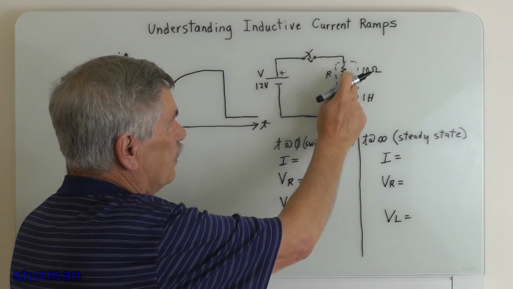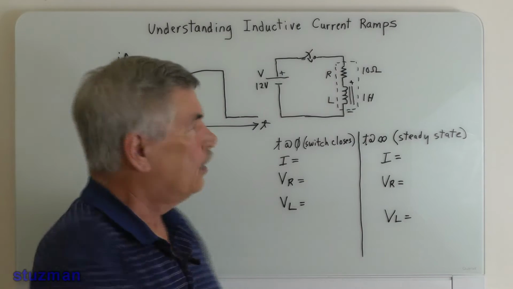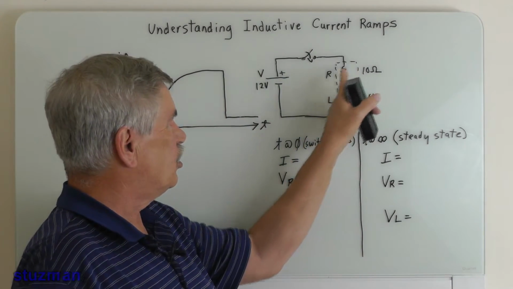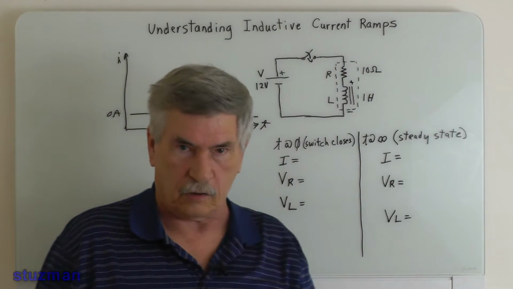Electrically, it's the same thing. This is how it would look electrically to the source voltage. You have your resistance of the windings, and then you'd have your inductance. Okay?